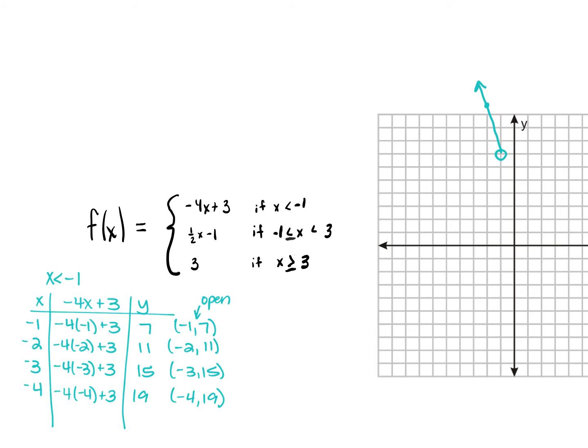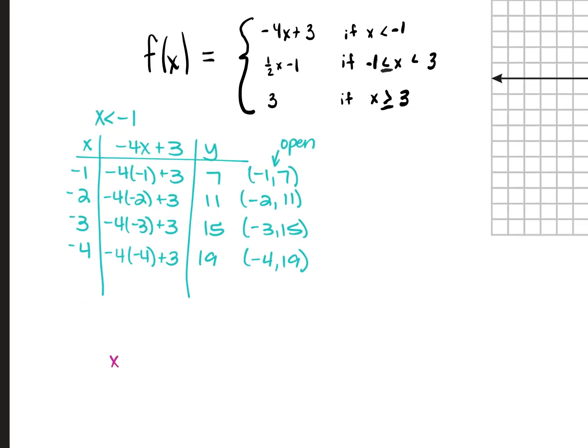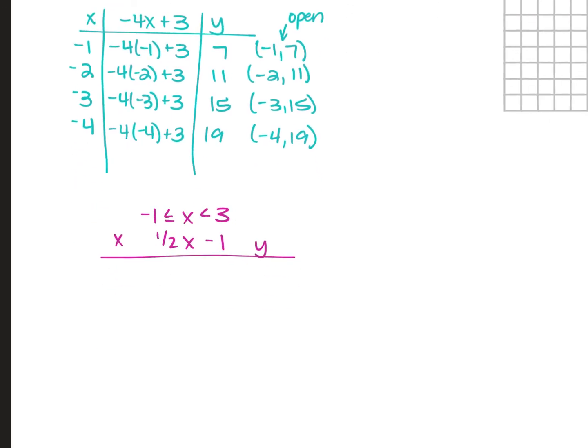Your next function that you have there is f of x is equal to 1/2 x minus 1 if negative 1 is less than or equal to x, which is less than 3. So if we are to use 1/2 x minus 1, and our x values are from negative 1, which is less than or equal to x, which is less than 3. What are the x values that are between negative 1 and 3, including negative 1? Negative 1, 0, 1, 2, and 3, right? What kind of circle is going to be on the negative 1 for the x? Closed. What about on the 3? Open. Okay.